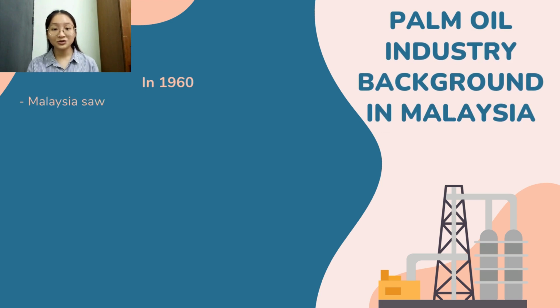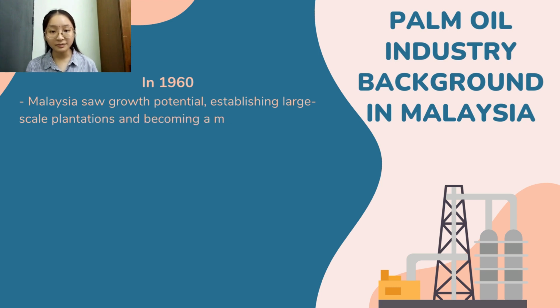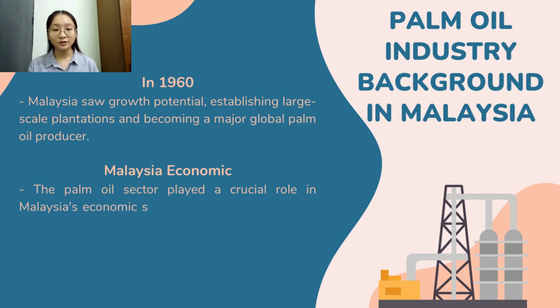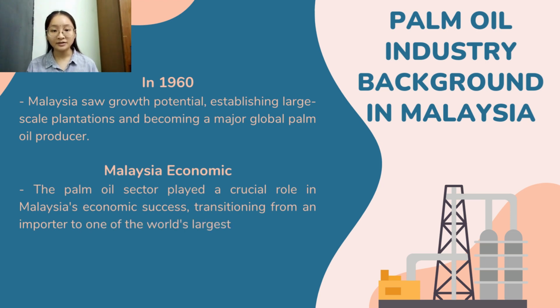The palm oil industry has been integral to Malaysia's economy since the early 1900s, evolving into a major player in global production. In the 1960s, recognizing the growth potential, Malaysia invested in large-scale plantations, transforming from a palm oil importer to one of the world's largest producers, significantly impacting the national GDP, which is gross domestic product.